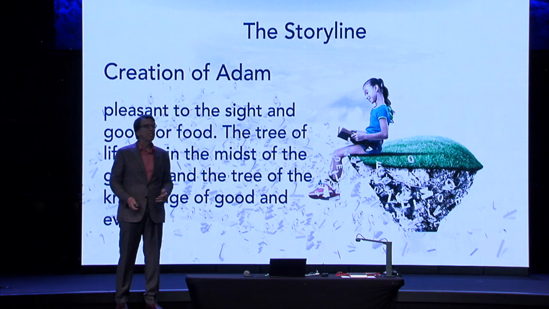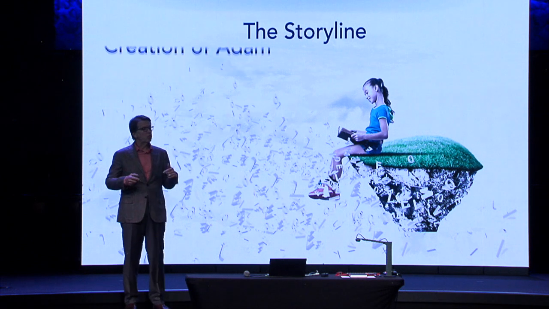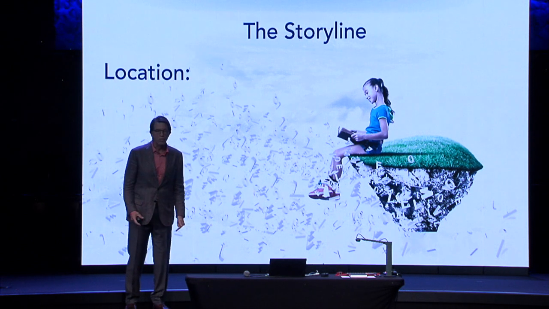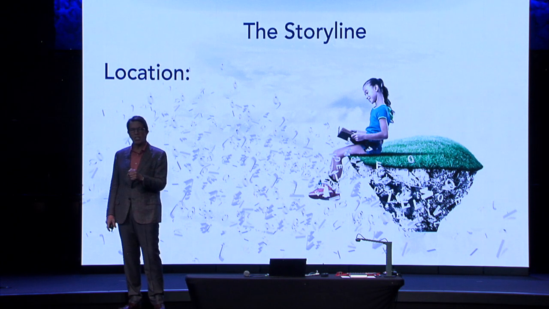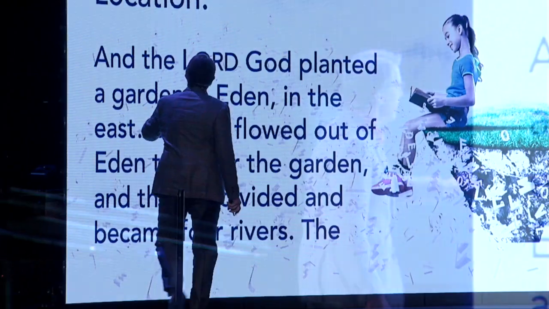Then the storyline starts to shift a little bit. We start to get some information on where the Garden of Eden is located. Now, when I was a kid, and I figured out there was such a thing as an atlas and maps, I decided I was going to find where the Garden of Eden was. Because I thought, even if there's some angel there keeping me from going in, I'd still kind of like to see it from the outside. So I got my map out, and I got my Bible out. And here's what the Bible says. The Lord God planted a garden in Eden in the east.